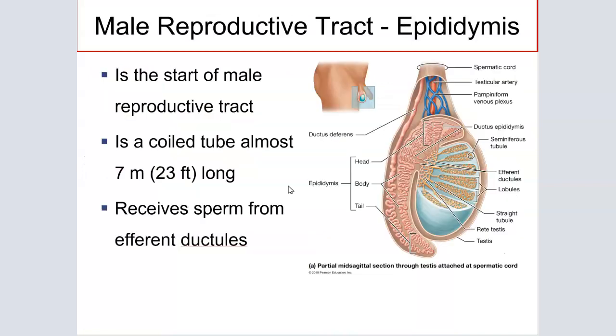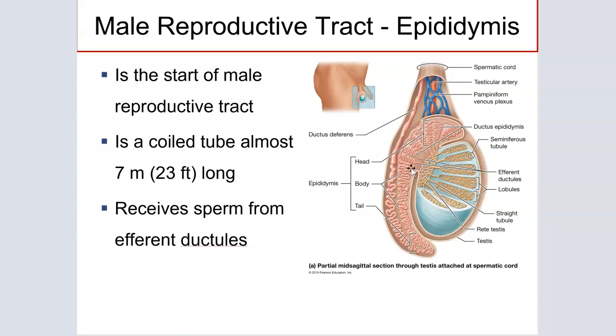So we need to look at the reproductive tract. We know the sperm are made here in the seminiferous tubules. How do they get out? Well, it starts with the epididymis. The epididymis is this coiled structure. Notice it's on the posterior side of each of the testes. It's pretty long. You don't have to memorize it, but 23 feet coiled, and it picks up all the sperm from the efferent ductules, which are draining the testes.